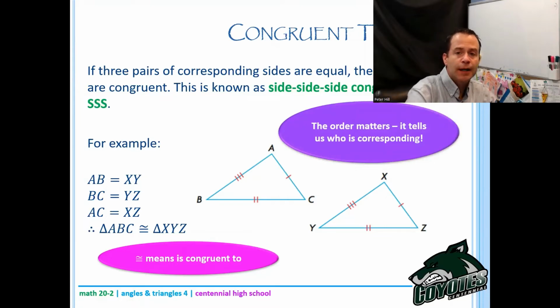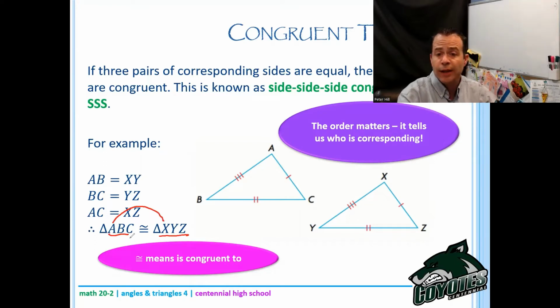If I showed you the fact that this says ABC is congruent to XYZ, that tells me that A corresponds to X. Angle A and angle X are the same. B corresponds to Y. C corresponds to Z. So the order is always very, very important when you do these things.